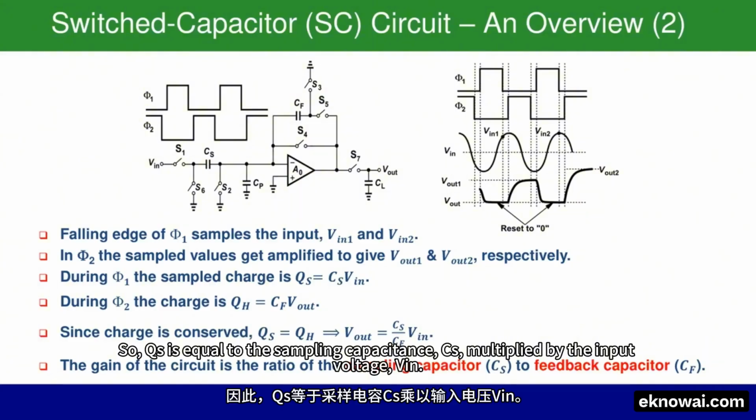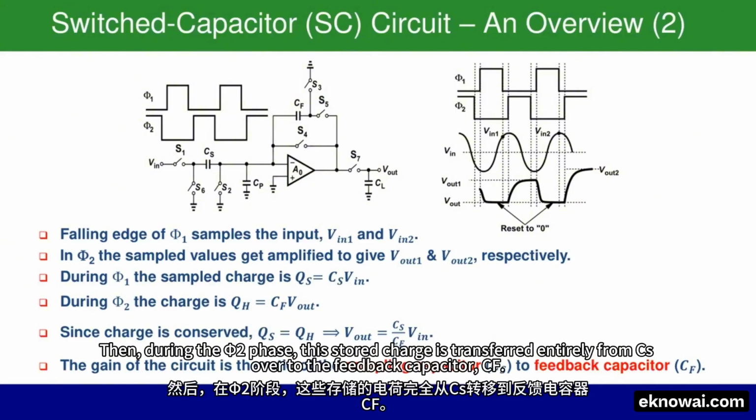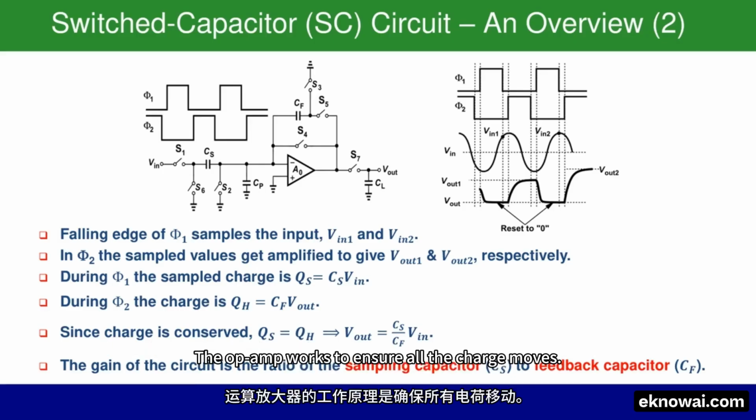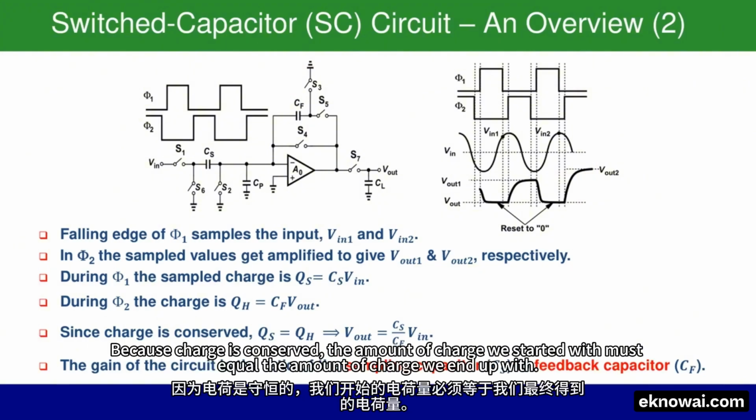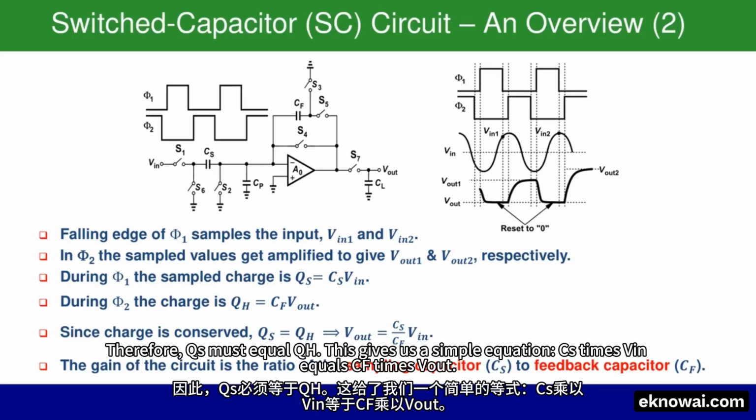Then, during the phi2 phase, this stored charge is transferred entirely from Cs over to the feedback capacitor, Cf. The op-amp works to ensure all the charge moves. The charge now on the feedback capacitor, which we can call QH, is equal to its capacitance, Cf, times the output voltage, Vout. Because charge is conserved, the amount of charge we started with must equal the amount of charge we end up with. Therefore, Qs must equal QH. This gives us a simple equation, Cs times Vin equals Cf times Vout.